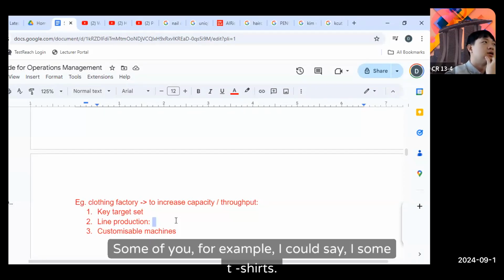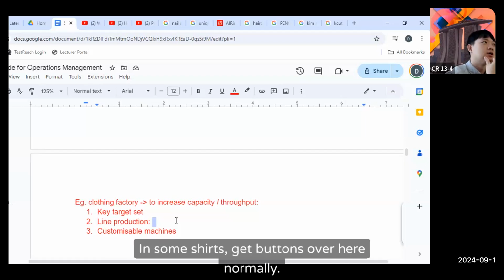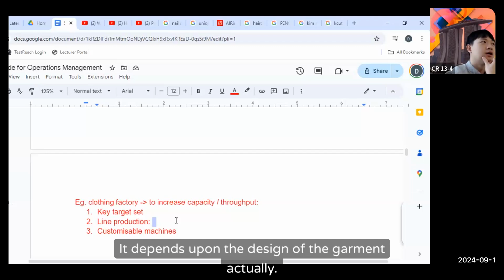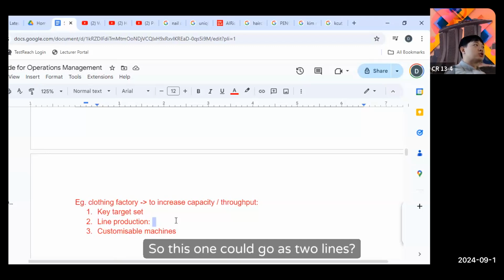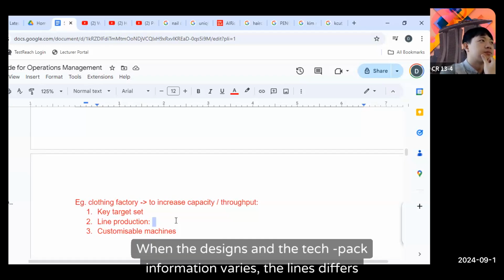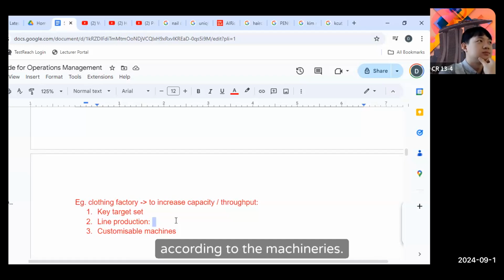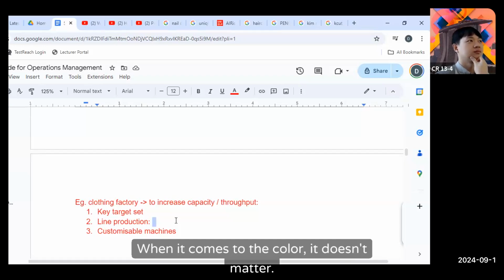For example, in some shirts we get buttons over here. Yes, normally. In some t-shirts we get buttons like this. It depends upon the design of the garment actually. So this one could go as two lines. When the design and the tech pack information vary, the lines differ according to the machineries. When it comes to the color, it doesn't matter.